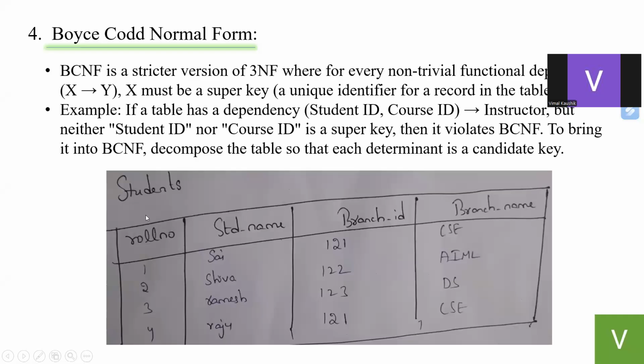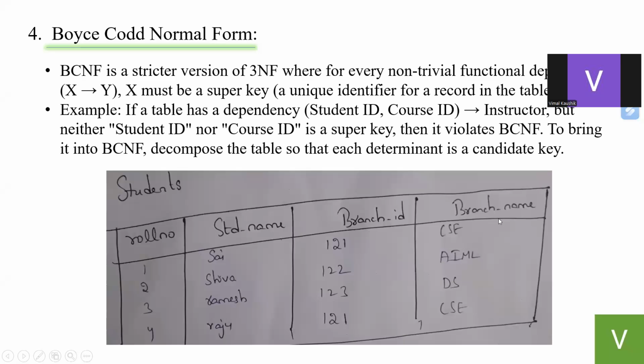Let us consider roll number as x and student name as y. So student name depends on roll number because for Sai roll number is 1, Shiva roll number is 2. So student name is depending upon the roll number. So roll number must be a super key.